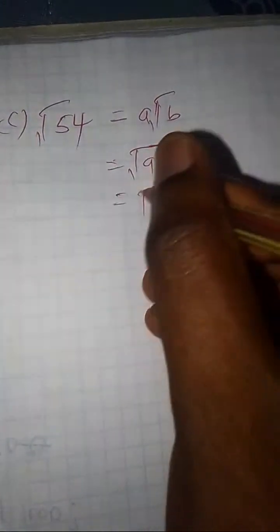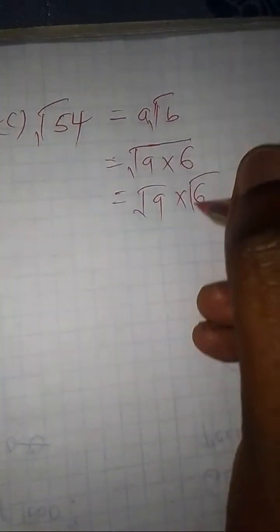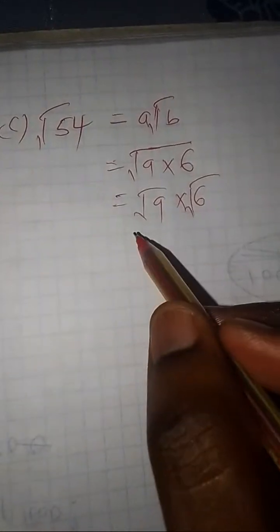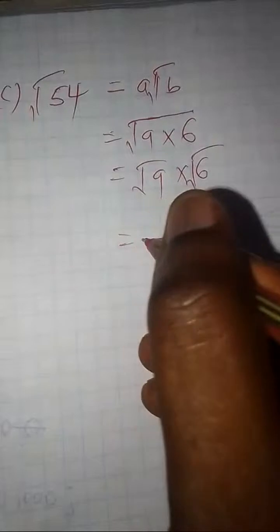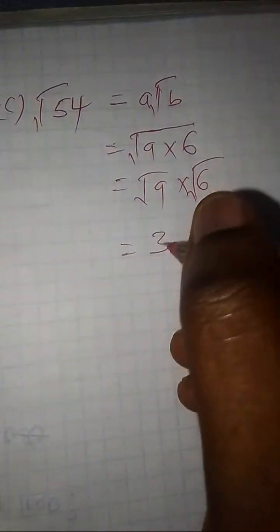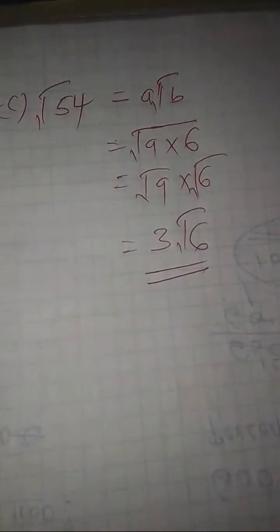So here we shall have root 9 separate, multiplied by root 6 separate. Root 9 is 3, so the answer is 3 root 6.